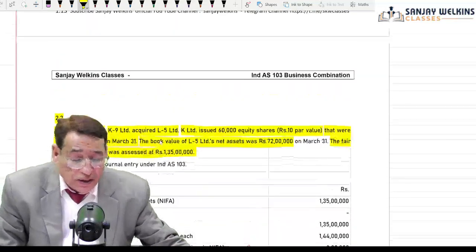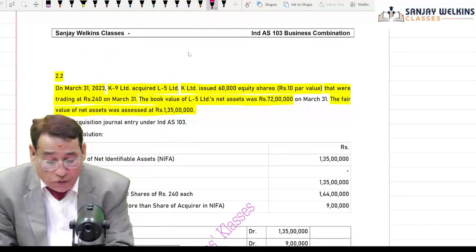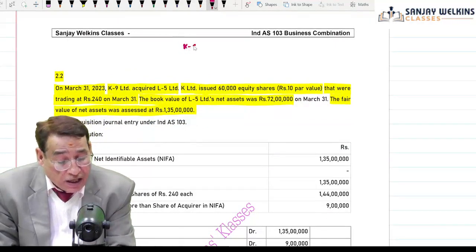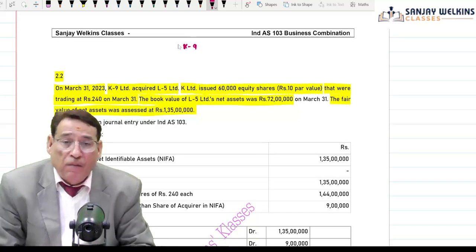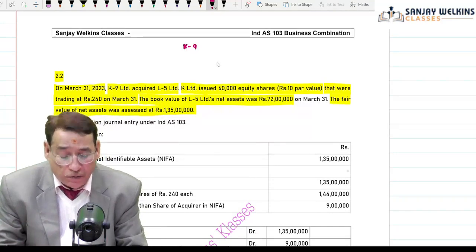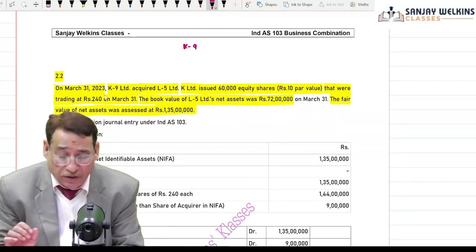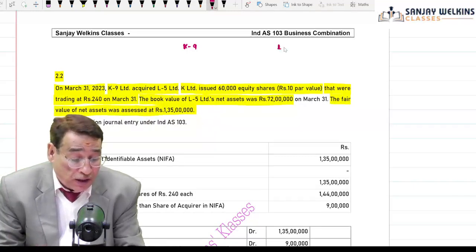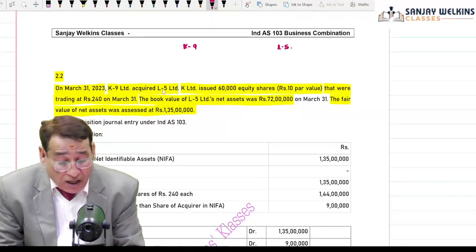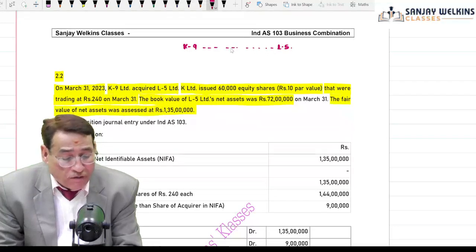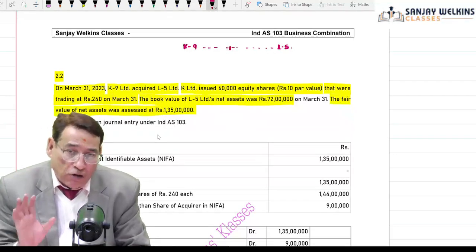Important point is this. You must understand that in this particular question, you are K9 Limited, number 1. It is always better to analyze the question somewhere in the rough. Then chances of committing the mistake get reduced by a huge margin, to be very honest with you. On 31st of March 2023, K9 Limited acquired L5 Limited. So now you know the name of the acquiring company. The name of the acquiring company is this one, and you are acquiring this particular entity. We presume that this is the date on which we acquired this particular entity.